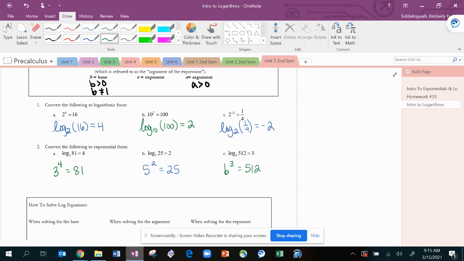This might be a good point where you want to pause your video and go do the first 2 problems on the exit slip because they are just converting between a log and an exponential.